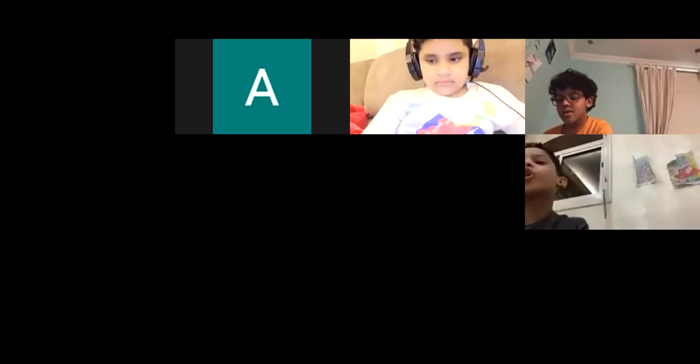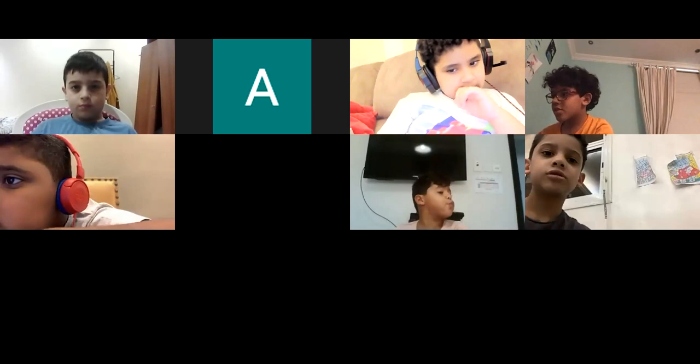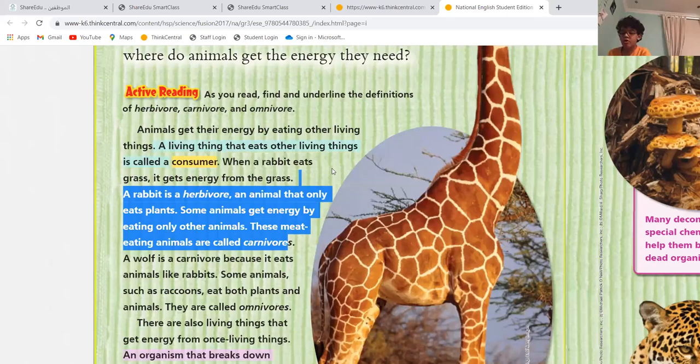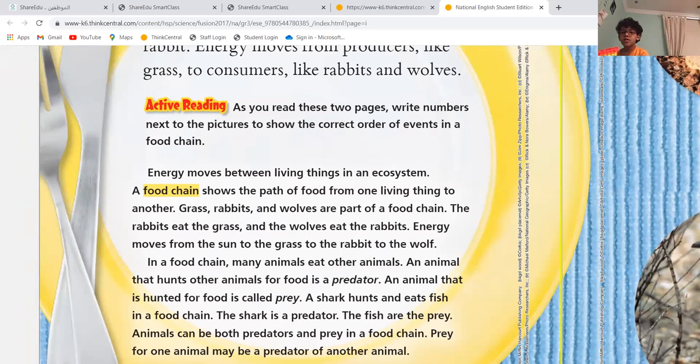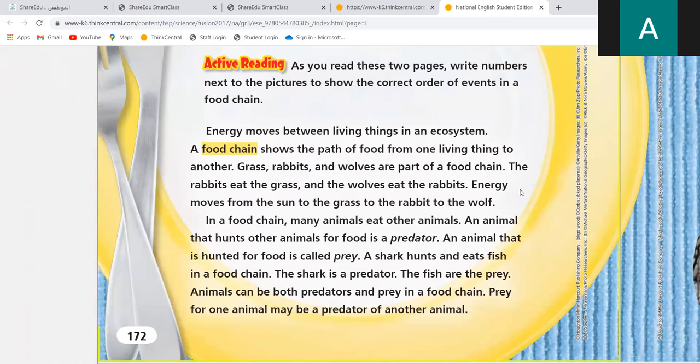Today, boys, we are going to learn about food chains. Who knows what a food chain is? Food chain is what animals like to eat. Excellent. Very good. A food chain is energy moving between living things in an ecosystem. Very good. It shows you the path of food. The path of what? Of food that moves from one living thing to another.